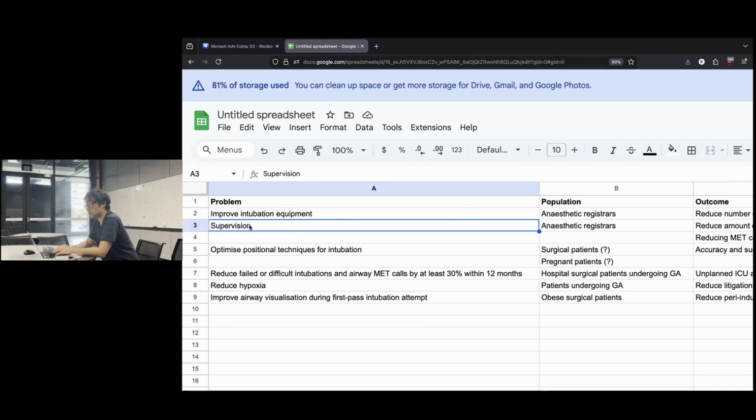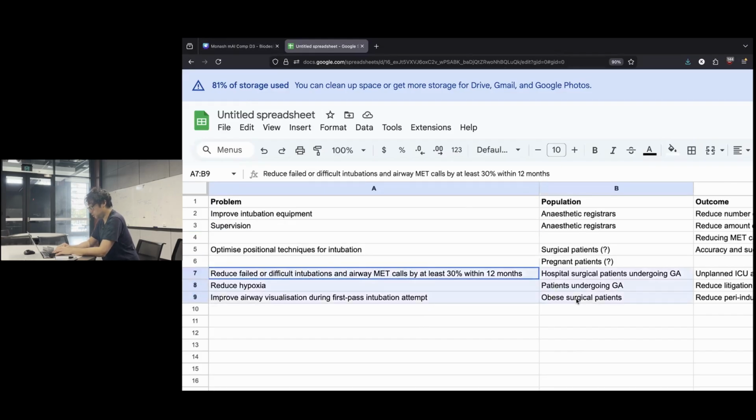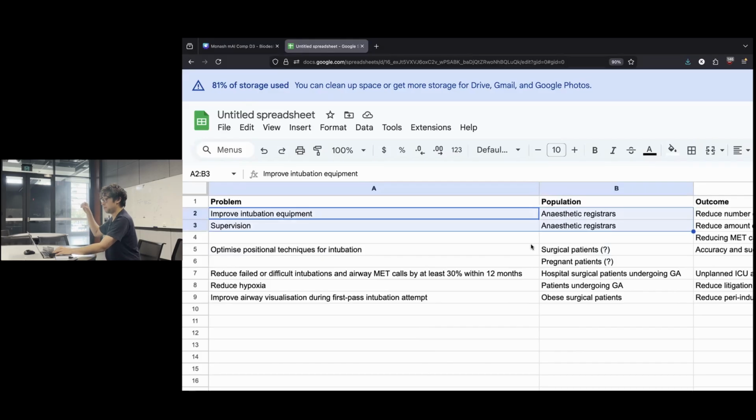But yeah, so this one here, I think supervision of anesthetic registrars. This one's interesting as well, right? This is more educational. It's interesting to see how these ones here are quite clinical. These ones here, like this one and this one and this one, speak to me about equipment, as in there is something wrong with the equipment that we have, or there is something wrong with the supervision of these registrars. It's a lot more educational, right?